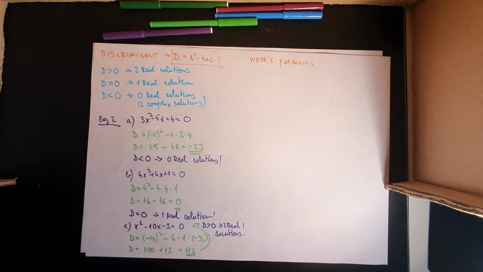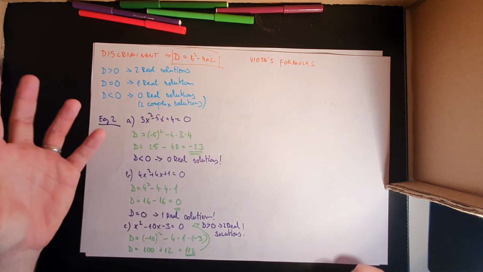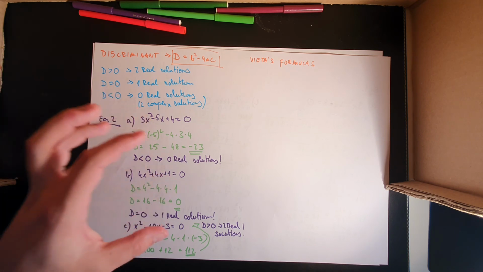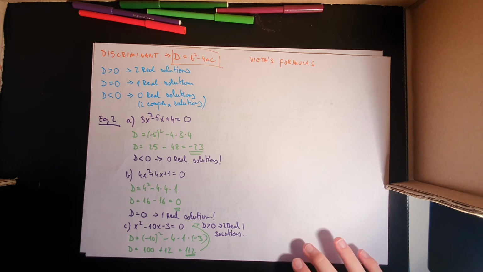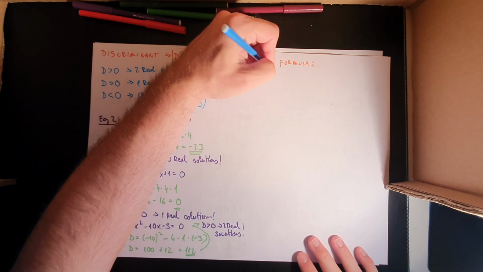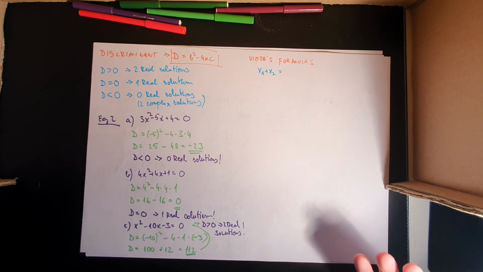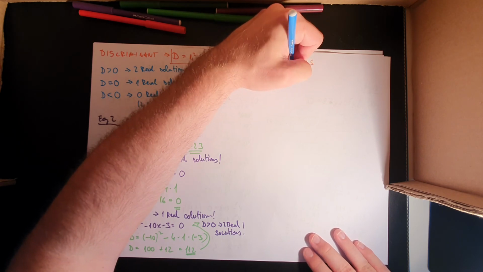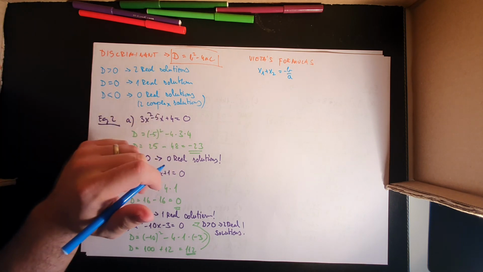Vieta's formulas. Now, these formulas are specific and they tell us a couple of things about the solutions. They don't tell us what the solutions are, they tell us how they live together, so to say. First is the sum of solutions, x1 plus x2. Vieta found out that the sum of the solutions of the quadratic equation is equal to minus b over a. So, coefficients can determine the sum of solutions.